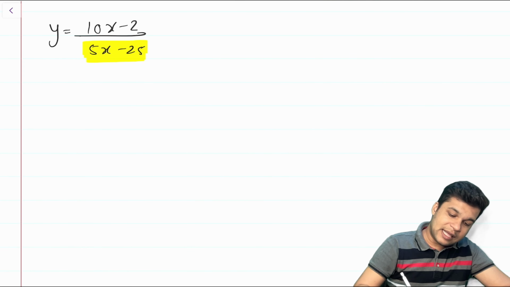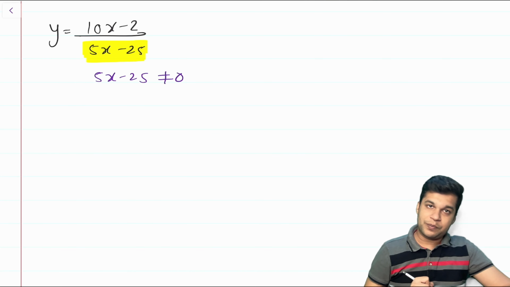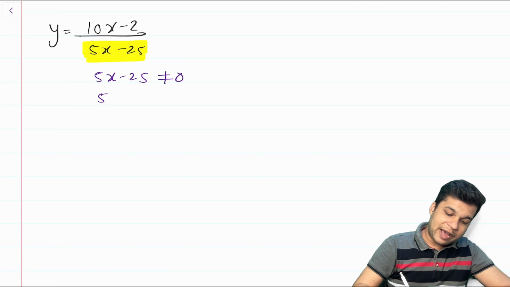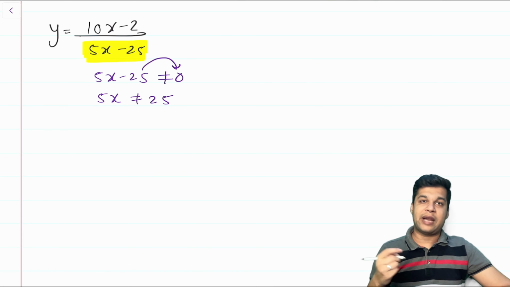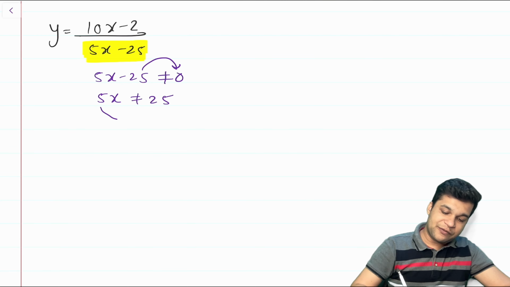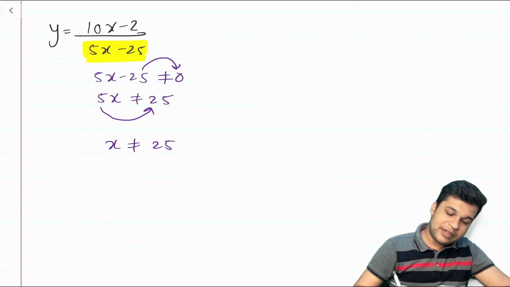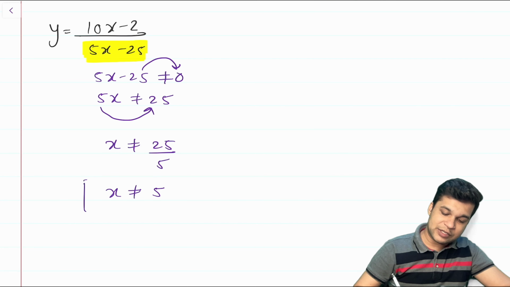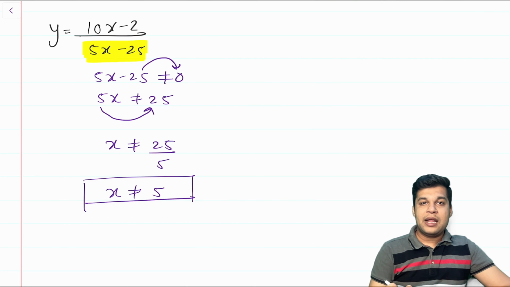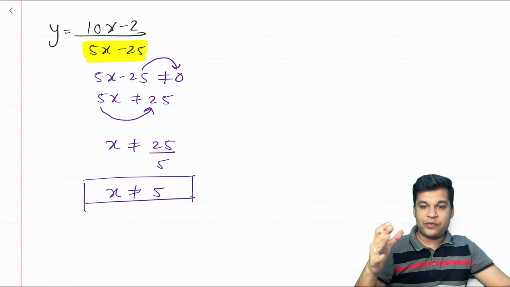So this means that 5x minus 25 is not equal to 0, which means 5x is not equal to 25. What did I do? I shifted minus 25 to the right hand side, and if I shift 5 to the other side, x will never be equal to 25 divided by 5, which means x will never be equal to 5. Now x cannot be equal to 5.